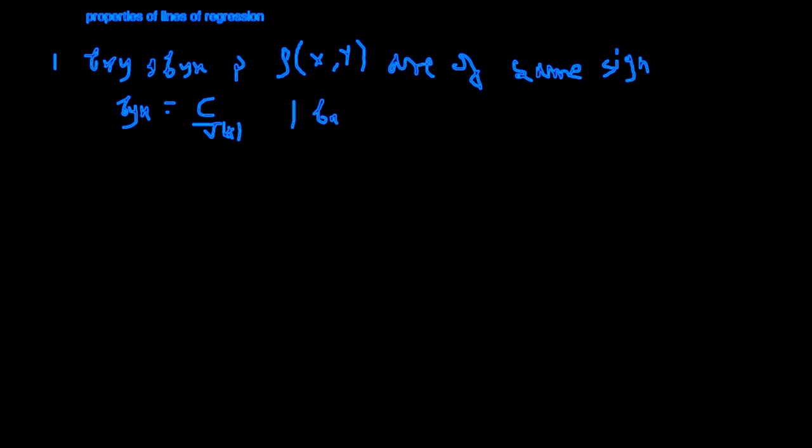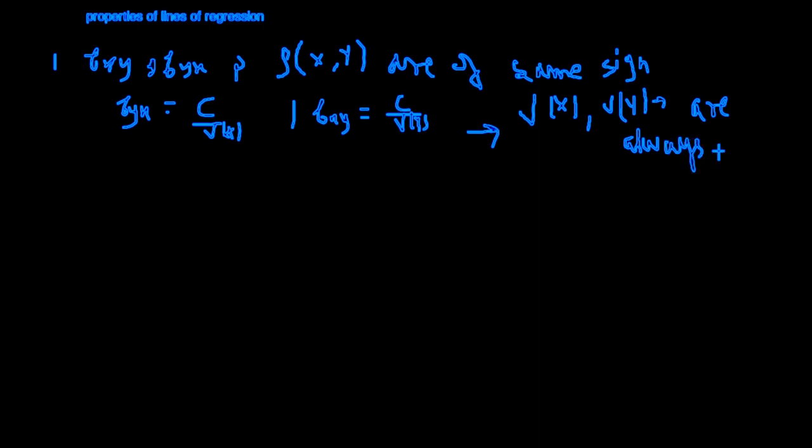Bxy covariance upon variance y. And your variance would always be positive. Your variance x and variance y would always be positive. Just remember this. Are always positive.